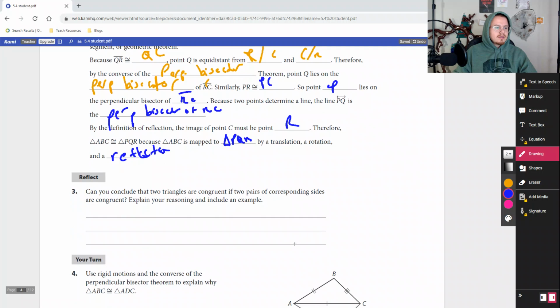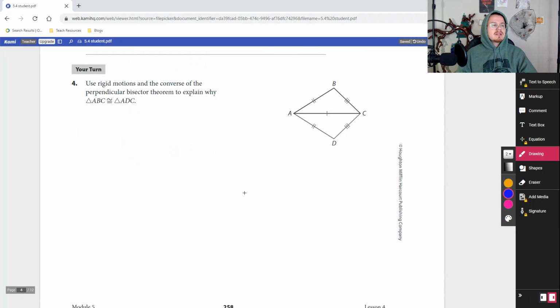Alright, can you conclude that two triangles are congruent if the two pairs of corresponding sides are congruent? Explain your reasoning. For example, what do you think? Well, if you have two pairs of sides, that's great, but you don't have an angle or a third side, so no, this is not enough. Two pairs is not enough.